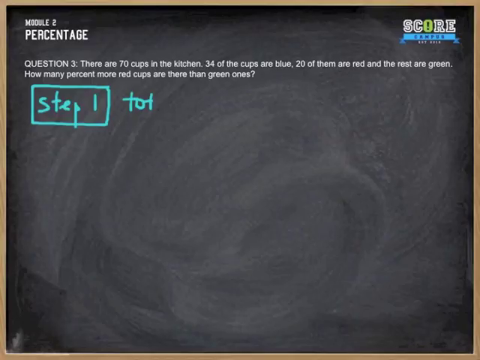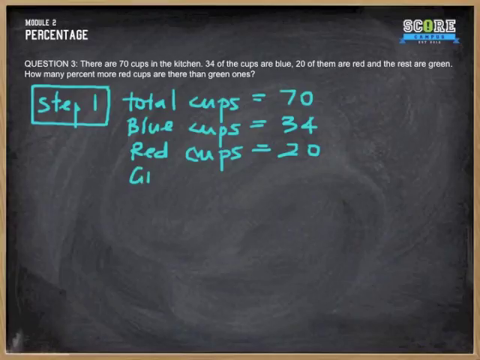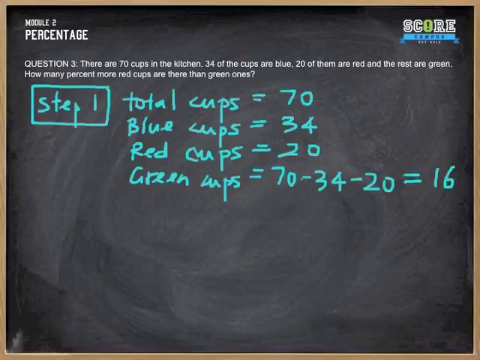Okay, let's write down step 1. Total cups. What is the number of total cups? 70. Yes, total number of cups is 70. What is the number of blue cups? 34. Total number of blue cups is 34. Total number of red cups is 20. Okay, now we can calculate the number of green cups. Green cups equals 70 minus 34 minus 20, which equals 16 cups.